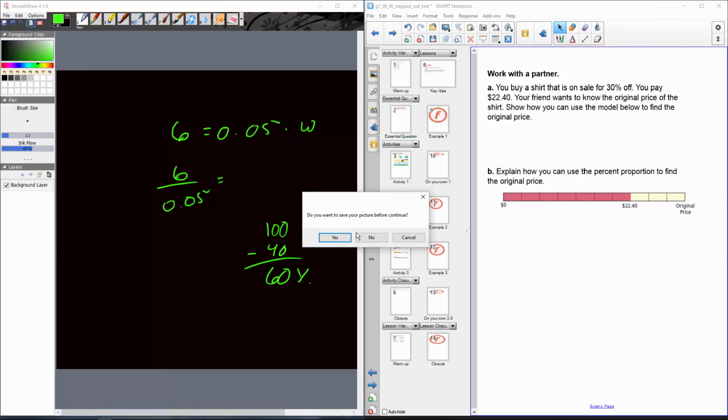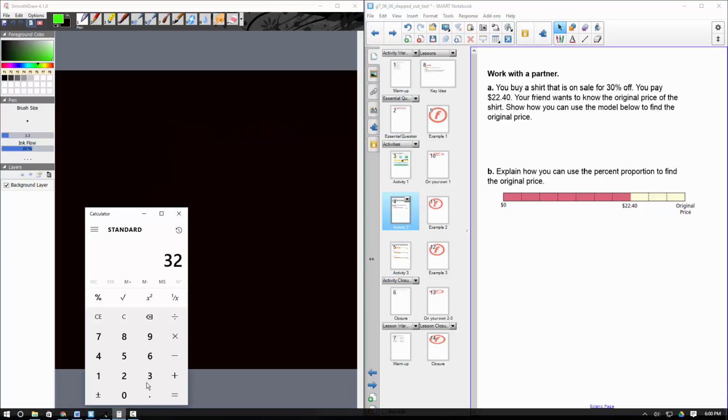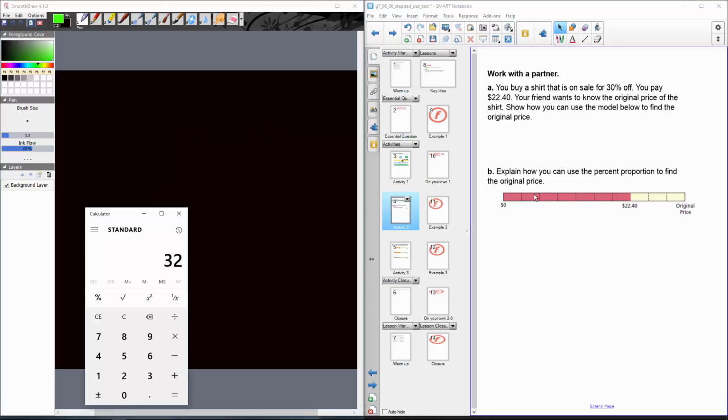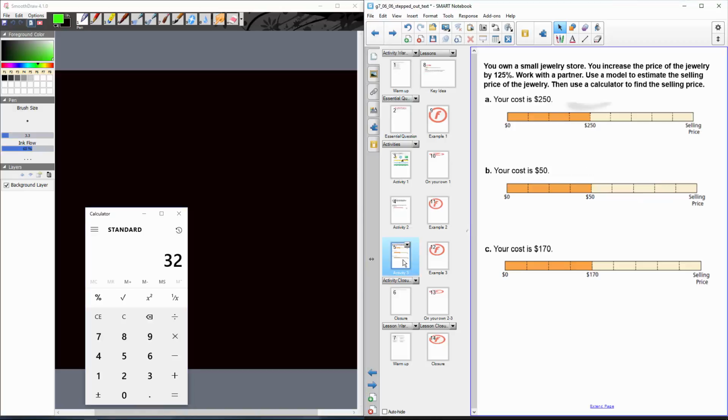Let me go here and go new. And again, all I did is I figured out the price for one of them, and I multiplied that number by 10. Okay. So let's try another one here.